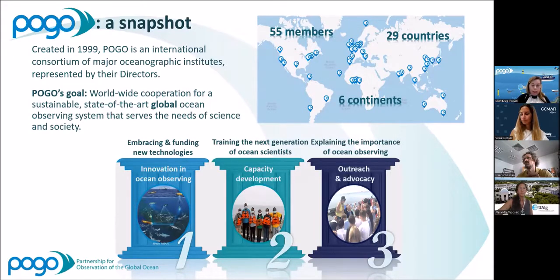Our goal is to achieve worldwide cooperation for a sustainable, state-of-the-art and truly global ocean observing system, serving the needs of science and society. We believe that such a system can only be truly global if we ensure that scientists and institutions everywhere, and particularly in undercovered areas, such as developing countries in the Southern Hemisphere, are contributing to it as well. We currently have 55 members in 29 countries on all continents, and we work together, our members and the Secretariat, towards this goal.